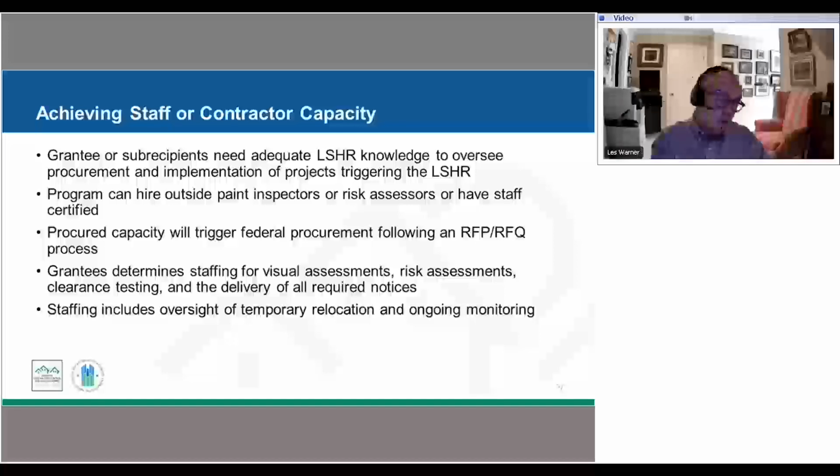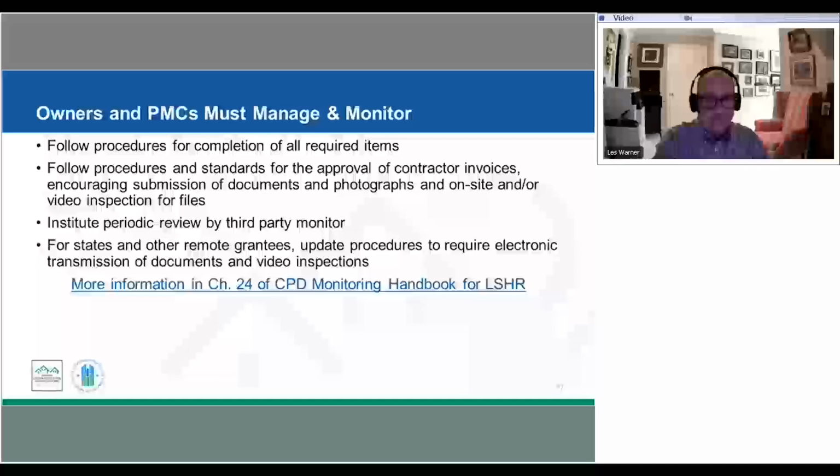And that would include, as we've already talked about, the issue of oversight, including temporary relocation and protection of the possessions of the occupants. So owners and property managers need to be following the procedures that we've laid out on this, so we need to make sure that they're very clear on that. And think about, for your processing and payment of contractor invoices, what are the things that you're going to expect to be included in that?